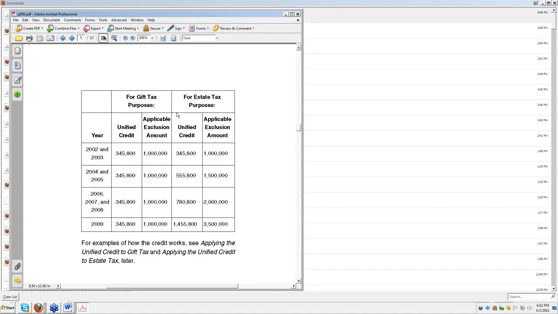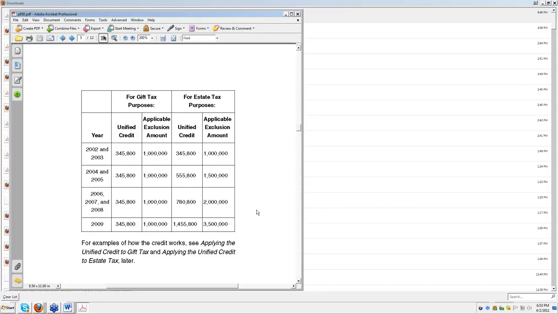So you see the difference? You've got a $1 million exclusion on the gift side. You've got a $3,500,000 exclusion on the estate side. You see the difference? Wait a minute, do you add those together? Well, yeah, you can claim $4,500,000. You have both a gift tax and an estate tax. So those are the applicable exclusion amounts.